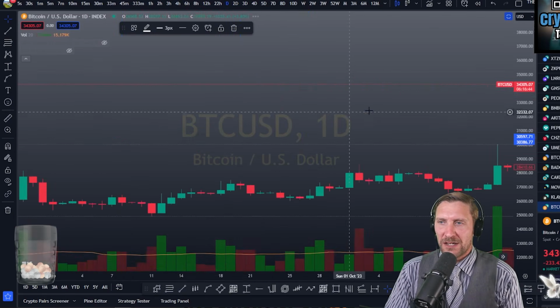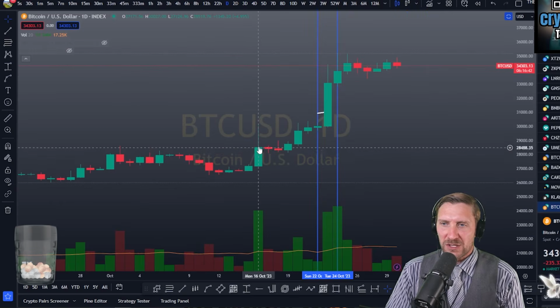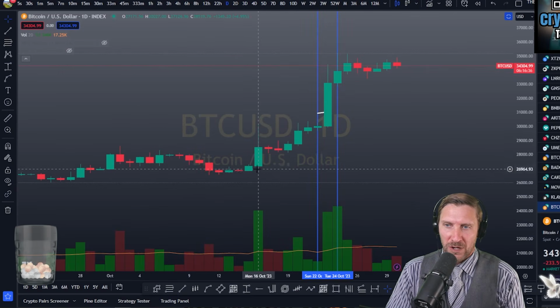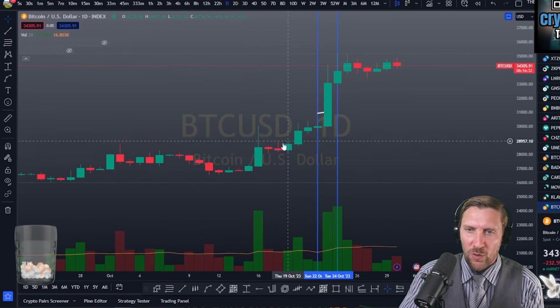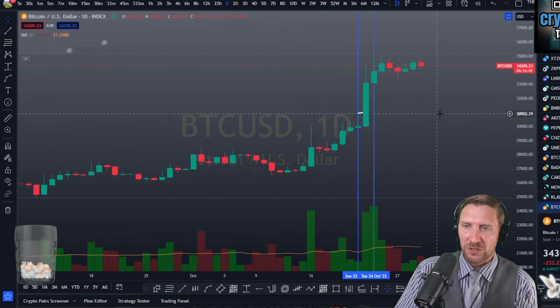Let's get back to the wicks idea. What are these wicks? The wicks are just the ranges. For instance, this candle opened here, went a little low, went a little high, and then closed right there. That's a green candle. Those are the wicks on either side. Wicks do tell a story.